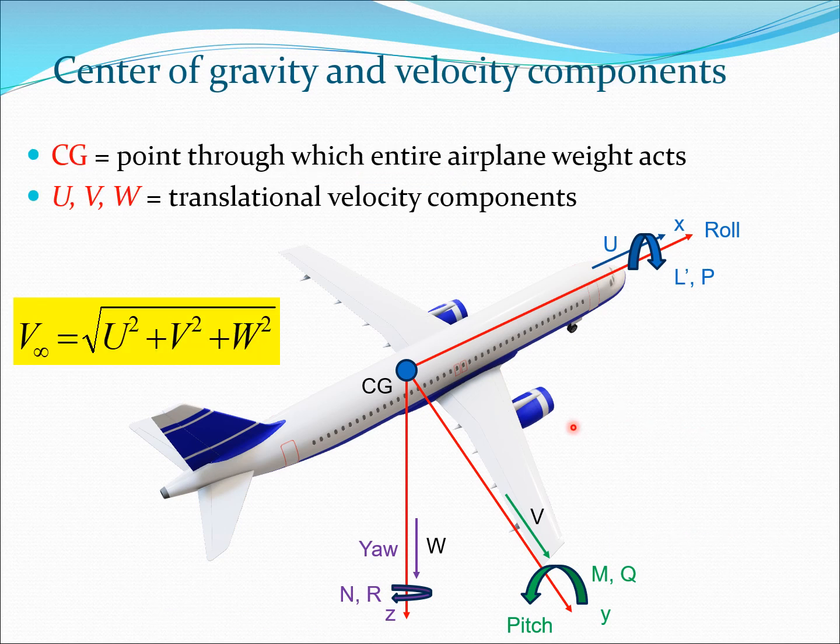Now if we look at the three different velocities u, v and w, we can clearly see that the resultant velocity is given by V infinity, and that is the square root of u square plus v square plus w square. Also, like I mentioned before, the CG is the center of gravity. This is the point through which the entire airplane weight acts. This is often an assumption which is made in rigid body dynamics.